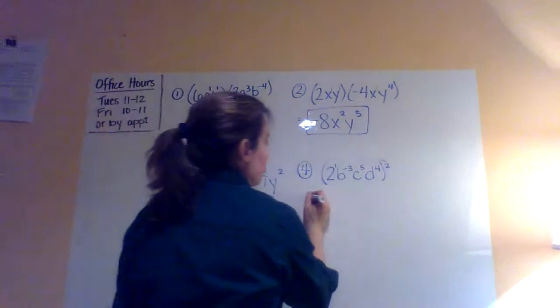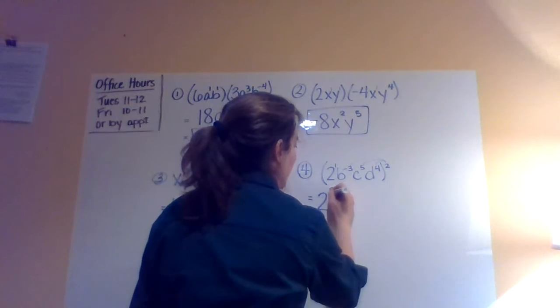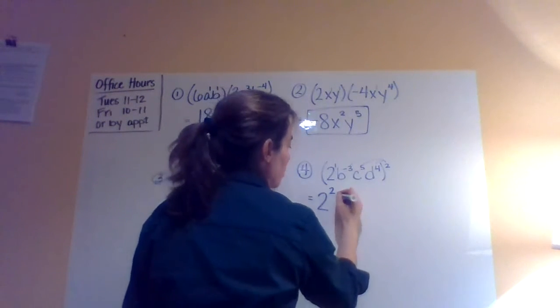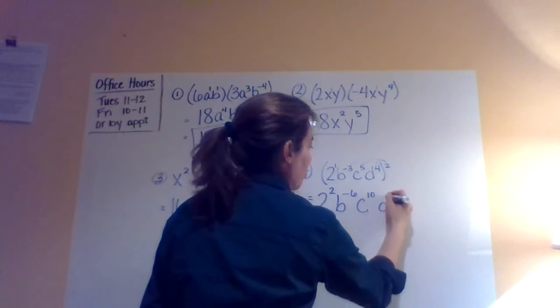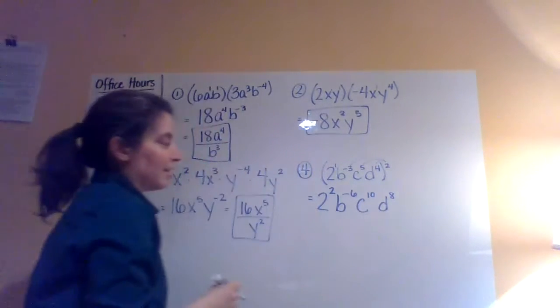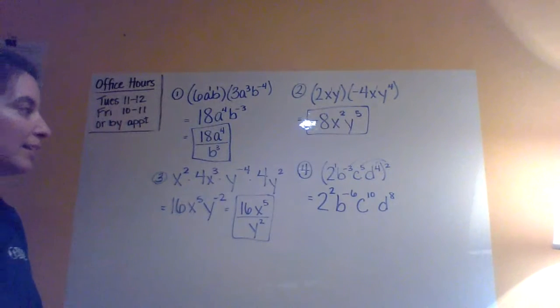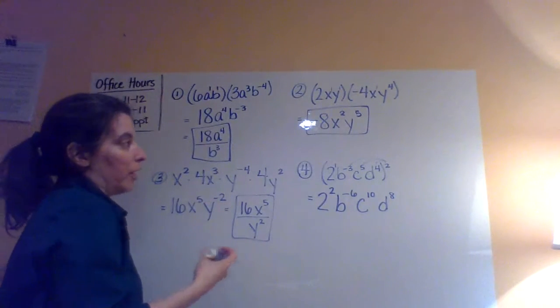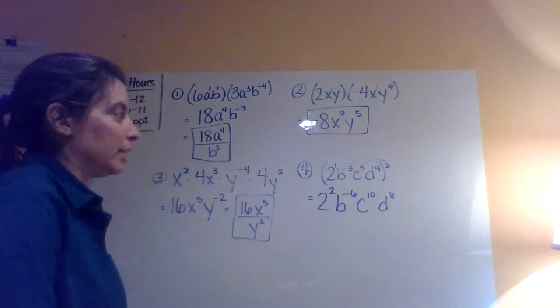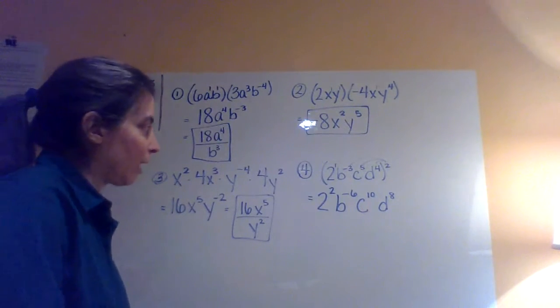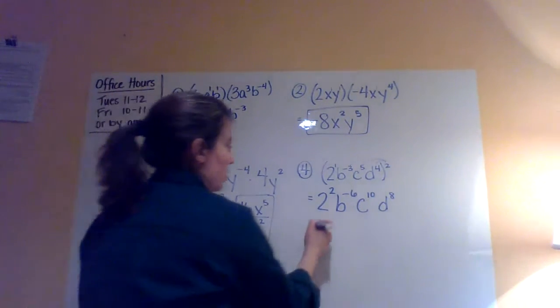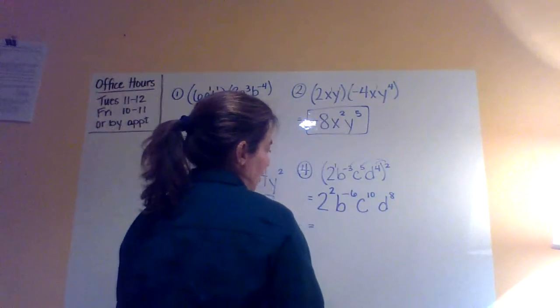Okay. So I'm going to have 2 to the second power, because 1 times 2 is 2. B to the negative 6th. C to the 10th. D to the 8th. Again, in each case, I'm just taking the exponent and multiplying by the outer exponent. Okay, now once again, I'm going to write it with only positive exponents.